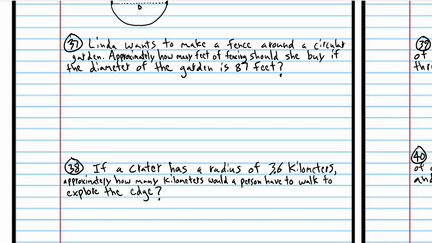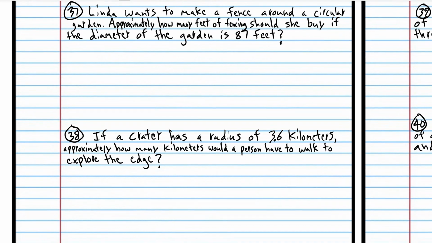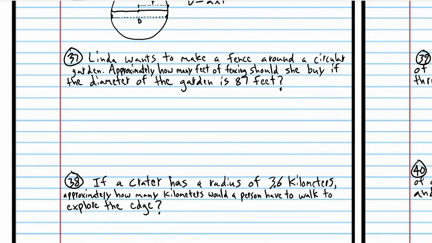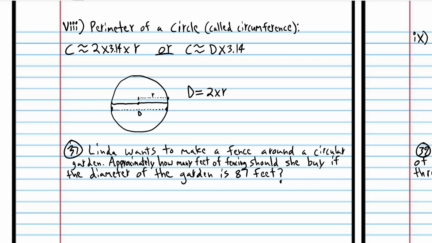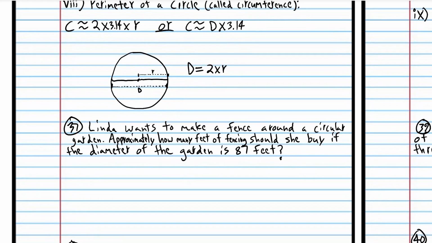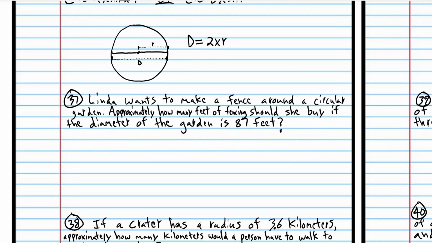Linda wants to make a fence around a circular garden. Approximately how many feet of fencing should she buy if the diameter of the garden is 87 feet? So at this point, you're pretty experienced with these formulas and how to do all the math. So why don't you go ahead and try 37, and when you come back, we'll do it together.